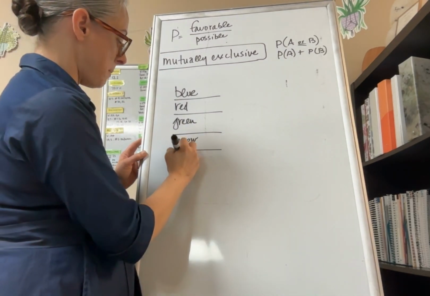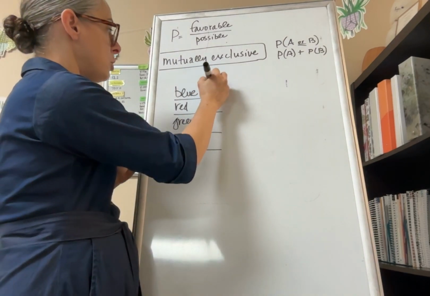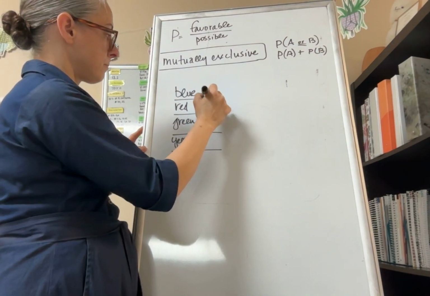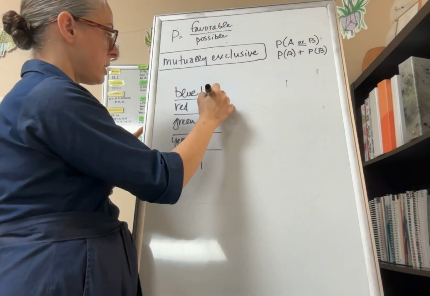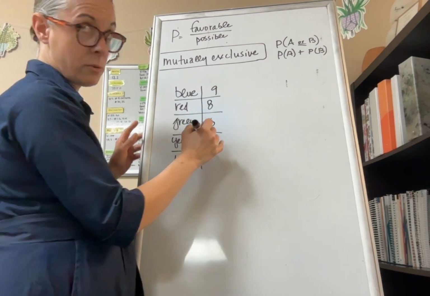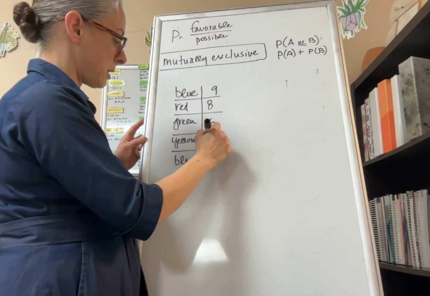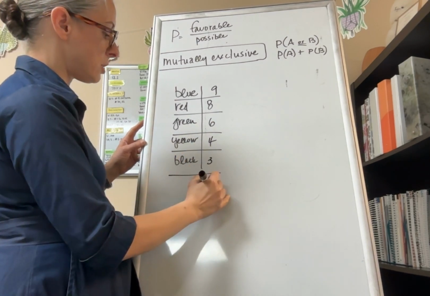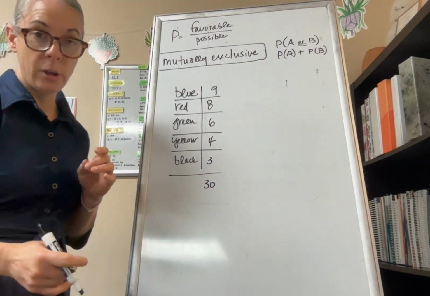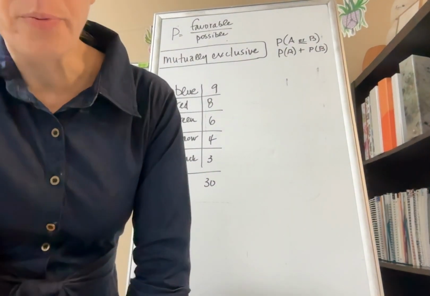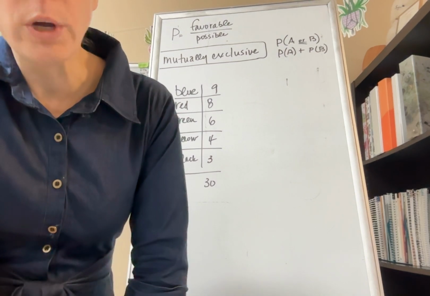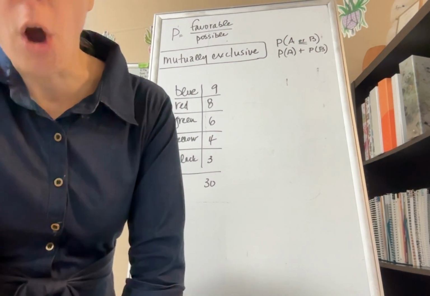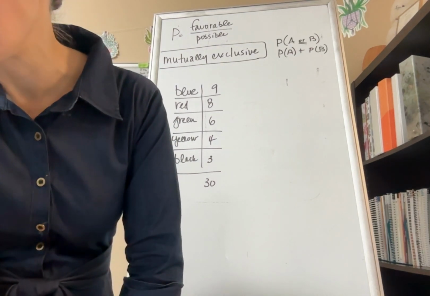Okay, Colton, tell me how many of each color we have. We have 9 blue. How many red? 8. How many green? 6. Yellow? 4. And black. 3. Okay, and you said there's 30 total. Okay, so we're going to find the probability that we draw a blue marble every time if we draw 50 times.